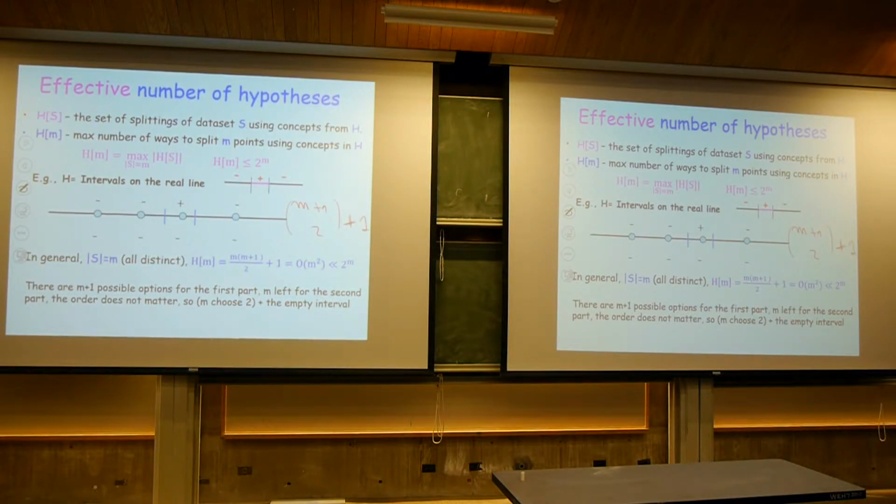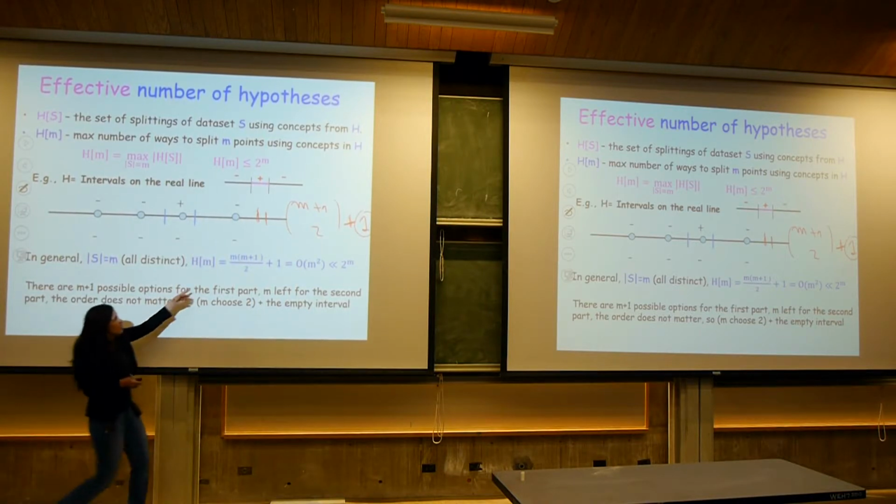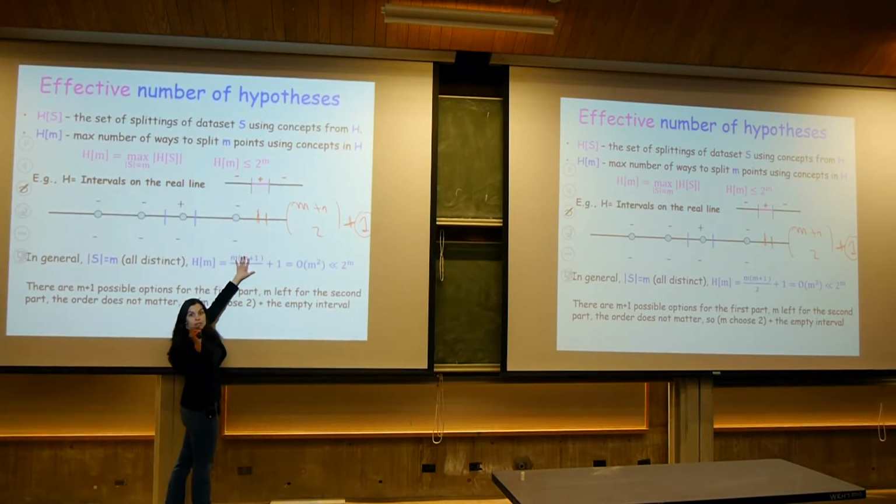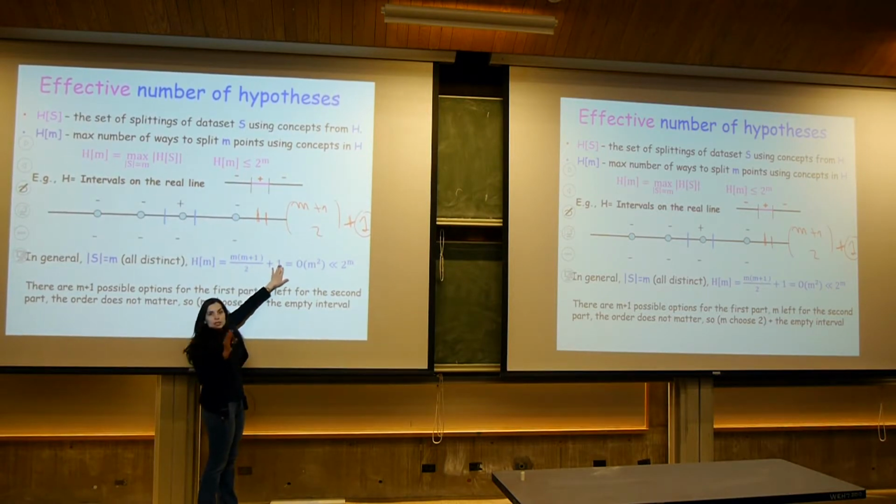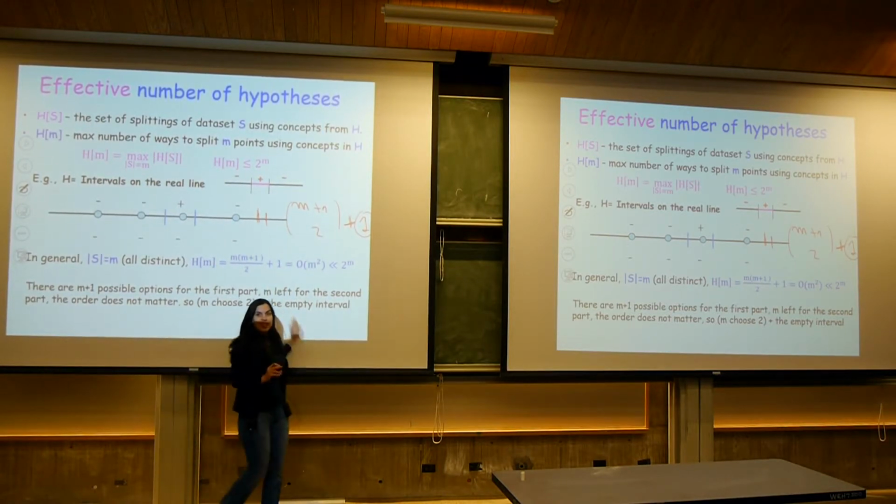So I'm going to have a special case when the interval is empty, where I place both endpoints in the same little part. This is the plus 1 here. In the other cases, I would have m plus 1 options for the first part, and only m options left for the other part, and the order doesn't matter, so that's why I get m plus 1 choose 2 options. This will correspond to the case where I have at least one positive example, and the plus 1 will correspond to the all negative labeling. Exactly as you said.